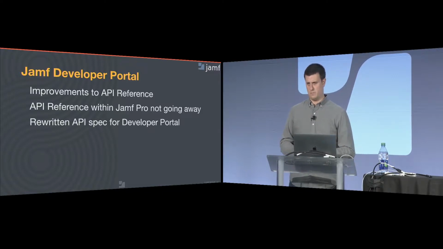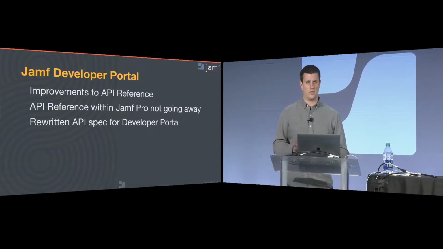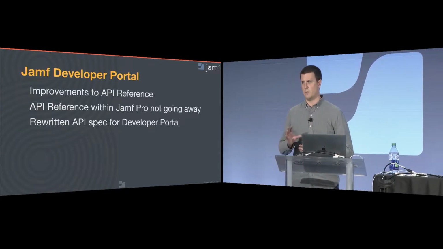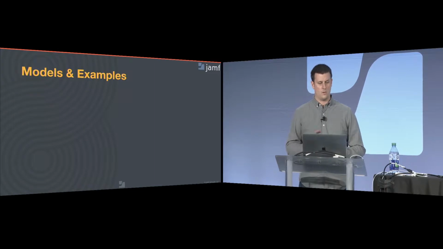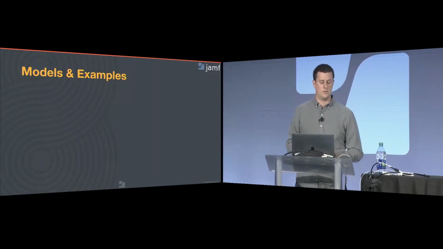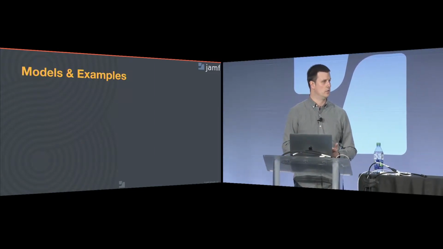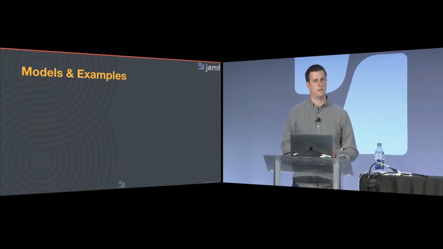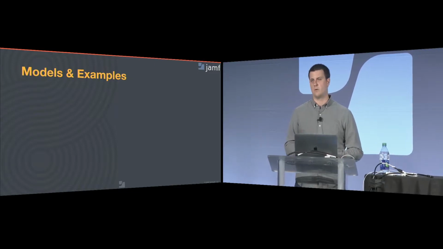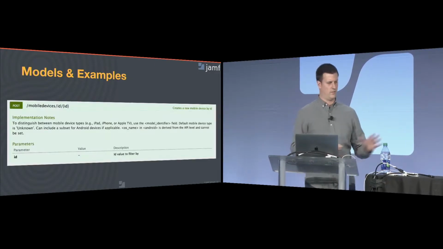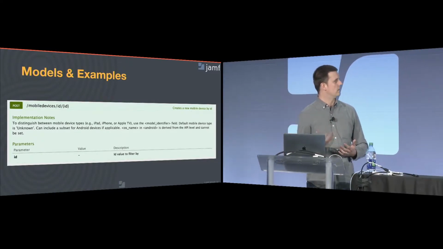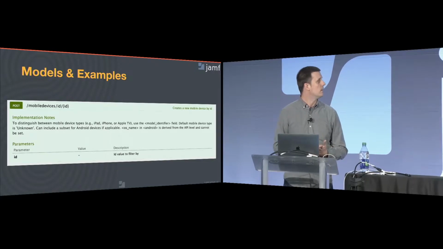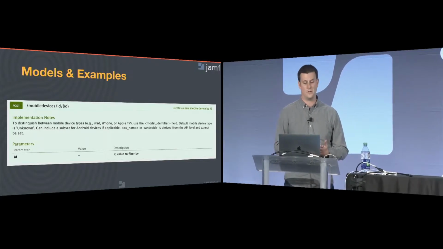That gave us the ability to rethink things and really do some additional things within the developer portal. One of the main things that we were able to do was now include models and example data within the API reference. This is an example here of the old style or legacy API reference page that you see within Jamf Pro.